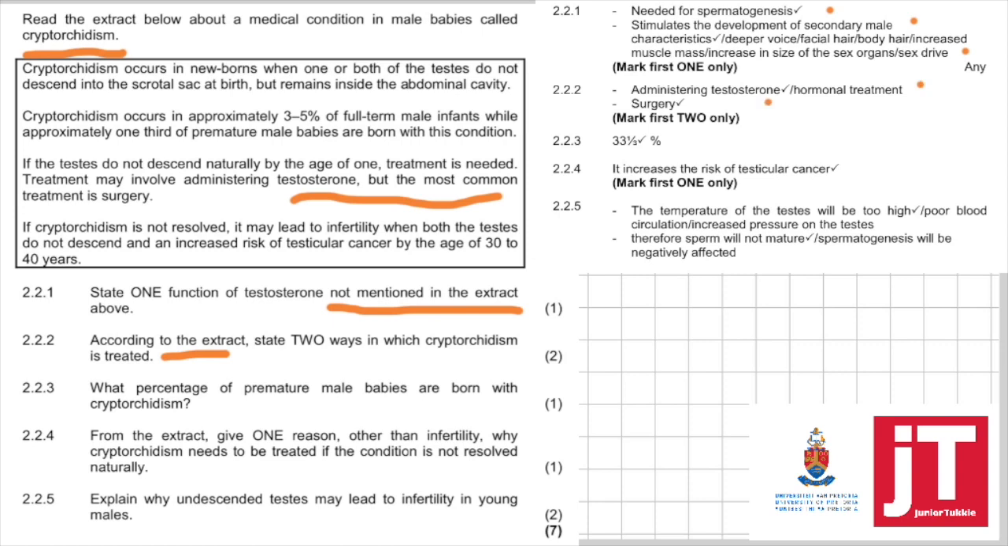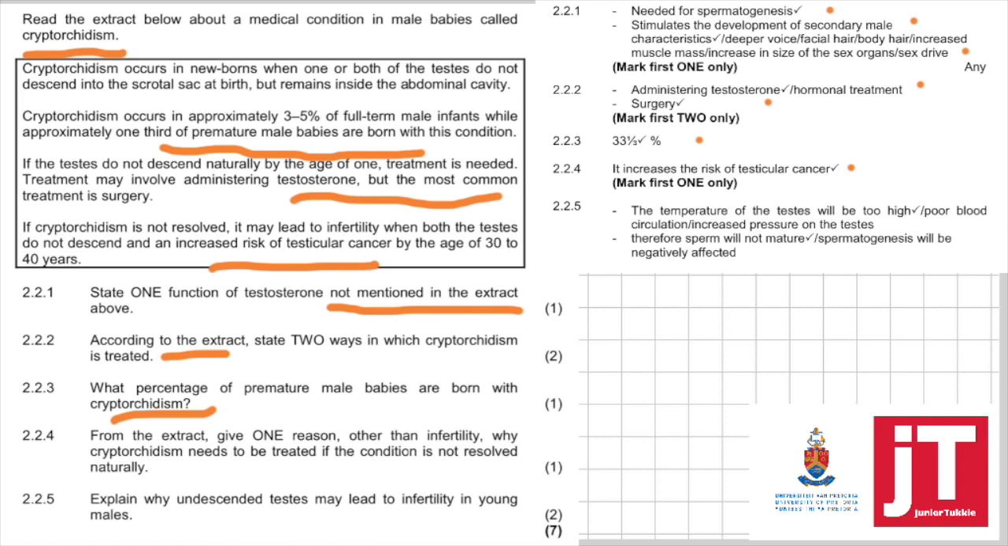2.2.3. What percentage of premature male babies are born with cryptorchidism? Now it says here in the passage 1/3 of premature babies are born. So a third is obviously 33 and a third percent. That's how you write it. Then 2.2.4. From the extract, give one reason other than fertility why cryptorchidism needs to be treated if the condition is not resolved naturally. Of course, you can see it here. It will increase the risk of testicular cancer.